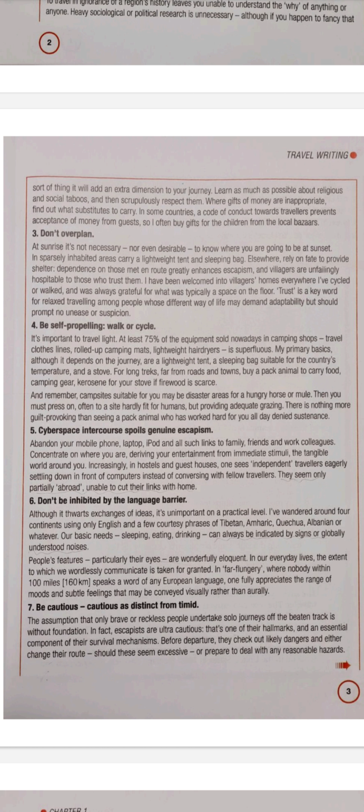Increasingly in hostels and guest houses, one sees independent travelers eagerly settling down in front of computers instead of having a conversation with their fellow travelers. They seem only partially abroad, unable to cut their links with home.